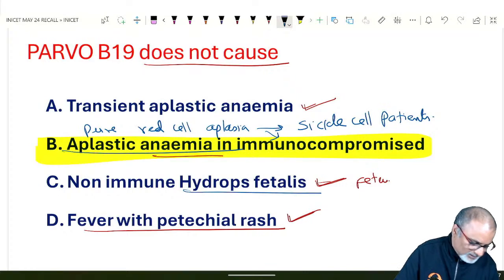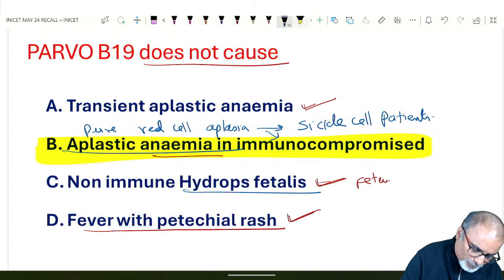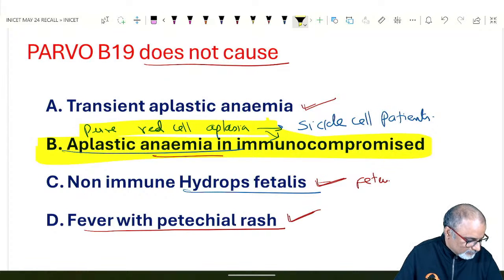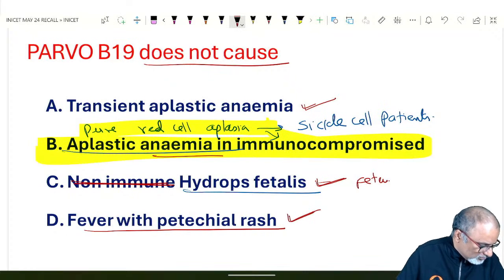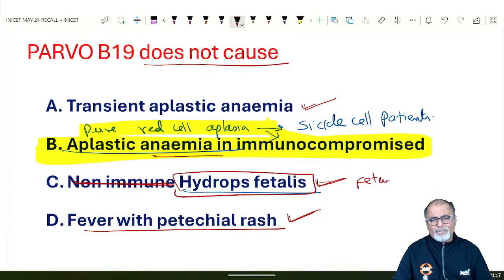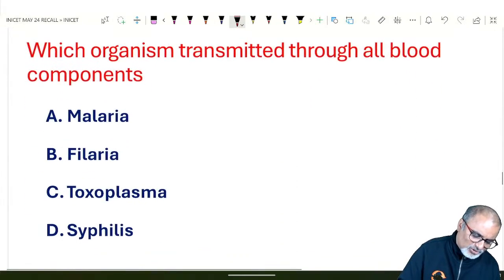Hydrops fetalis, yes, it's there. Whether it is non-immune or immune, don't worry about the word here. I'll make it pure red cell aplasia in immunocompromised. That is the option I can change. It causes hydrops fetalis, fever with petechial rash, and transient aplastic anemia. The correct answer is pure red cell aplasia in immunocompromised individuals. It won't cause that.